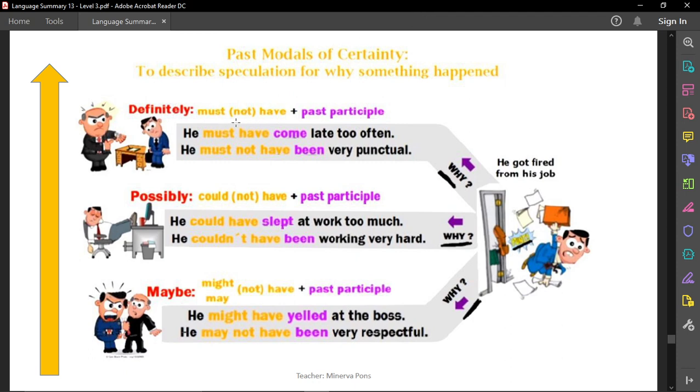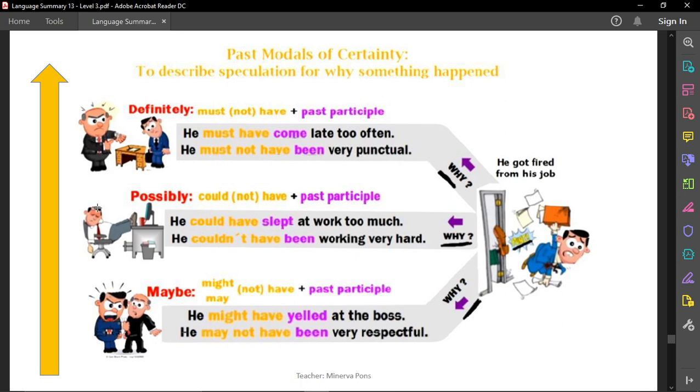Some other last words of certainty to describe a speculation for why something happened. Definitely, again, we use must, must not, and the past participle. He must have come late too often. He must not have been very punctual. So, he got fired from his job. Why? Well, he must have come late too often. He must not have been very punctual.